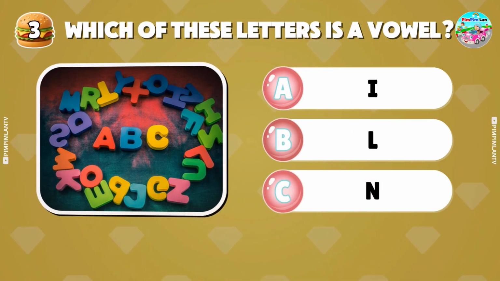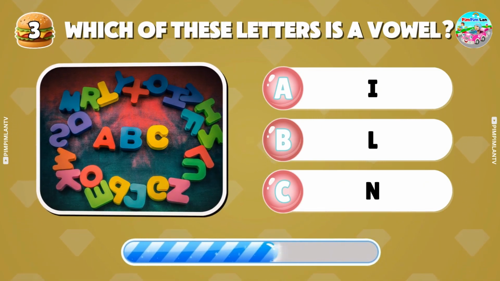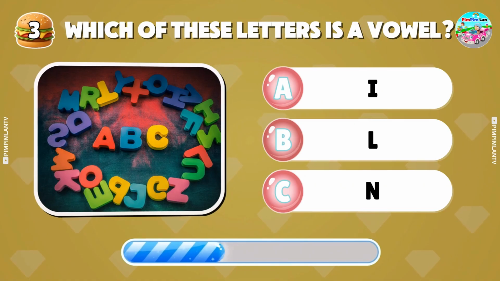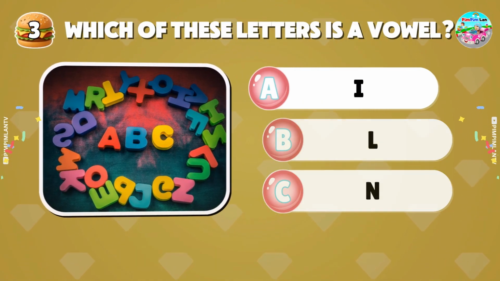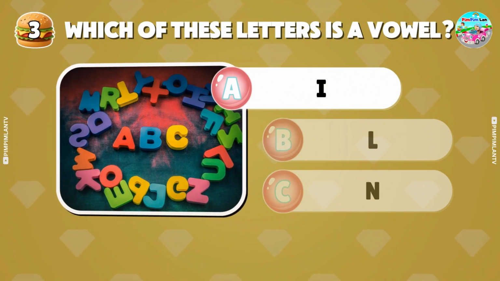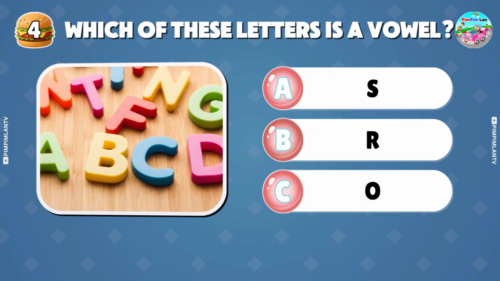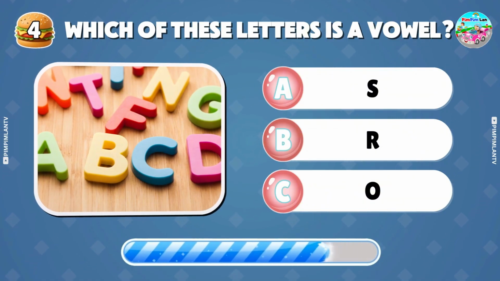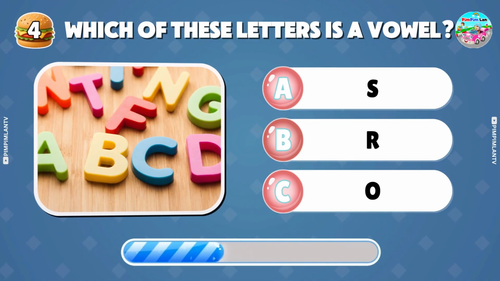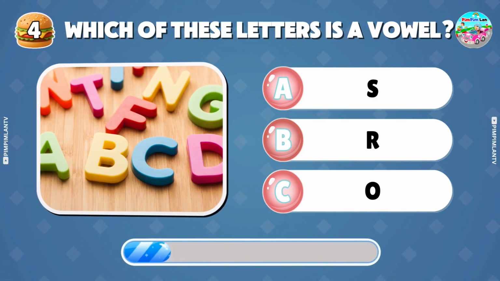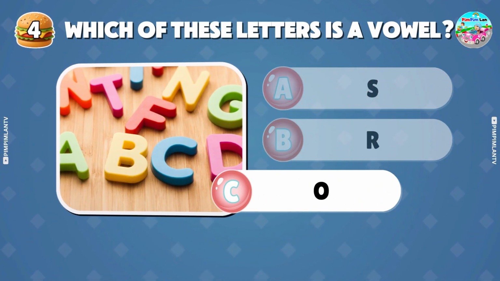Which of these letters is a vowel? I is short, simple, and always a vowel. Which of these letters is a vowel? O rounds out the middle of the vowel family.